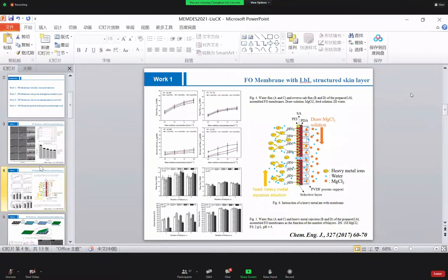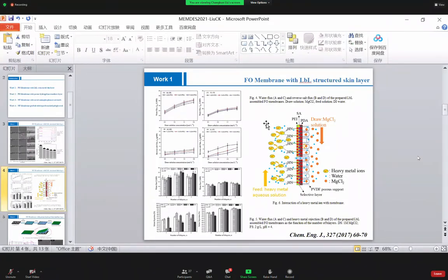After the preparation, we used the materials to test the FO performance. And we found that with the increase of the draw solution concentrations, the water flux shows a significant increase, while the reverse salt flux only shows a steady increase. And also this material has the advantage of showing high rejections for 5 of the heavy metal ions.